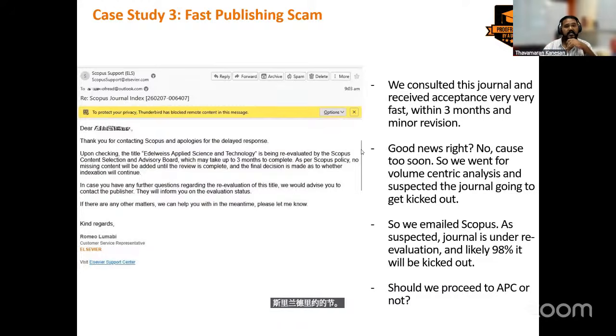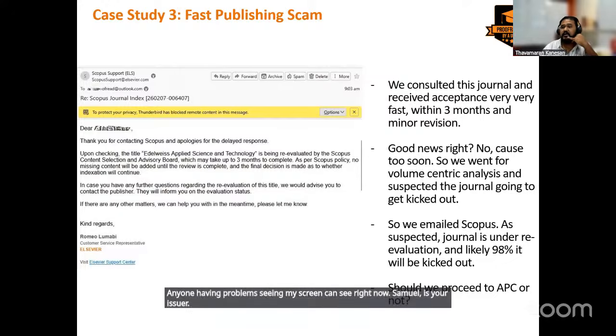Okay. Can you all see my screen? Anyone having problem seeing my screen? Can see, right? Samuel, is your issue. Check at your end. Okay, so let's look at some of the questions.